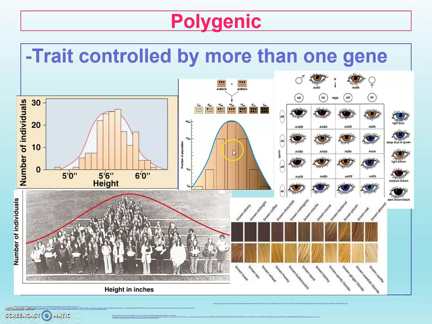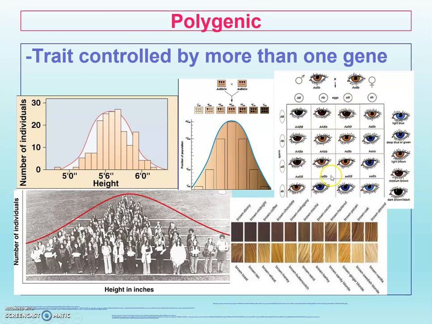Same thing goes with our skin color. So this looks like you went into maybe the Clinique counter at Belk and said, I need a new foundation, and you look at this type of chart to figure out where you fall. But again, this is all of the different genotypes and phenotypes possible because of polygenics, or multiple genes.